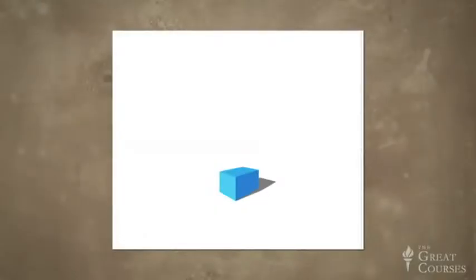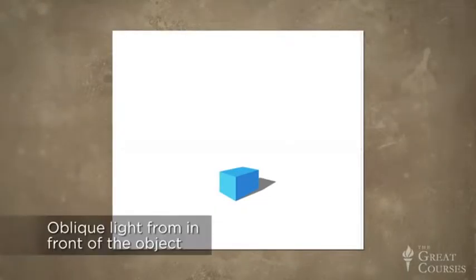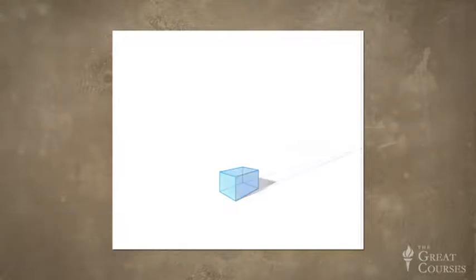The third case was oblique light from in front of the object. Here, shadows of verticals receded behind the object to a shadow vanishing point on the horizon. The length of shadows were determined by the angle of the light rays. All the rays converged to a shadow trace point located on a vertical trace directly below the shadow vanishing point.